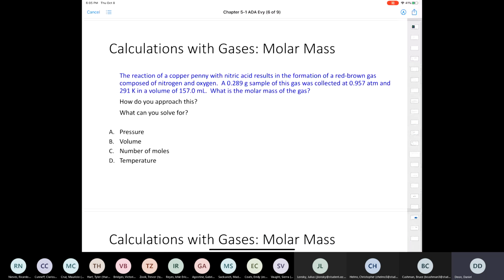The reaction of a copper penny with nitric acid results in the formation of a red-brown gas composed of nitrogen and oxygen. A 0.289 gram sample of this gas was collected at 0.957 atmospheres and 291 Kelvin in a volume of 157 milliliters. What's the molar mass of this gas?